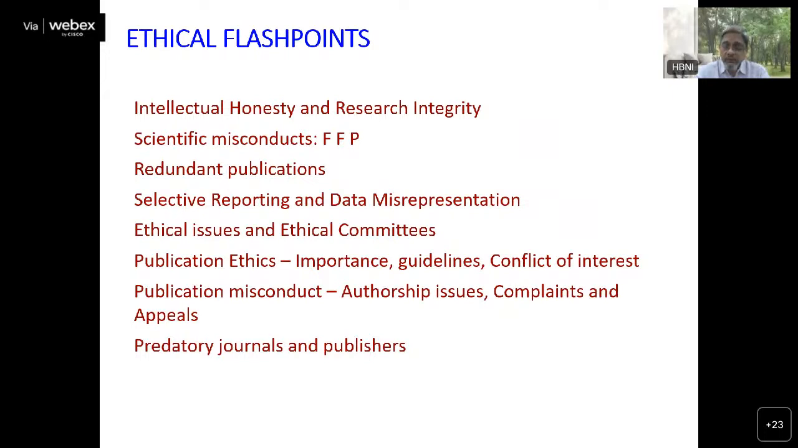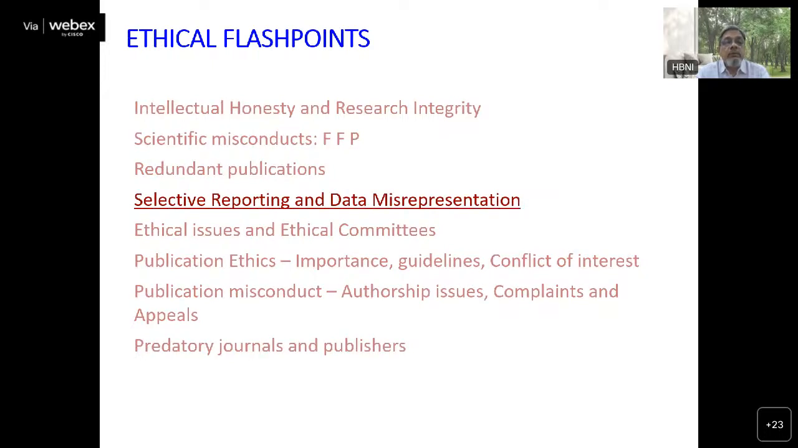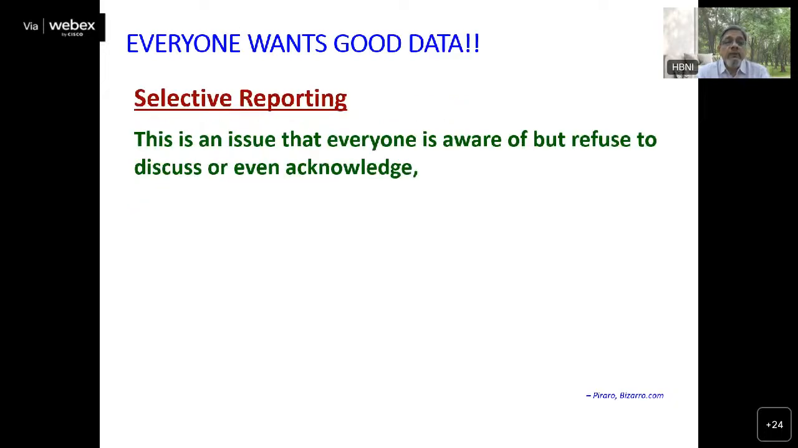So that was as far as redundant publications was concerned. So now we move on to the next topic, which is selective reporting and data misrepresentation. These are also considered scientific misdemeanors, but probably not as serious as the other ones which we discussed in the last lecture. So what is this selective reporting?